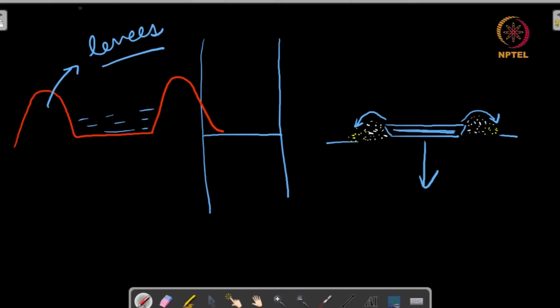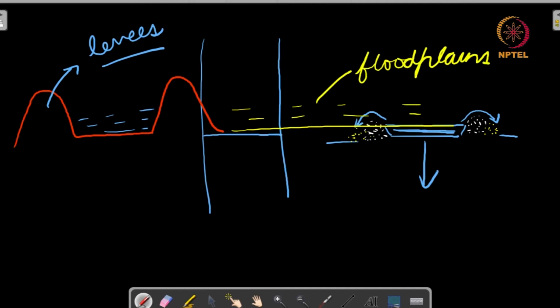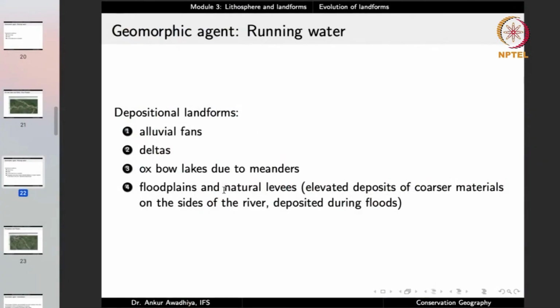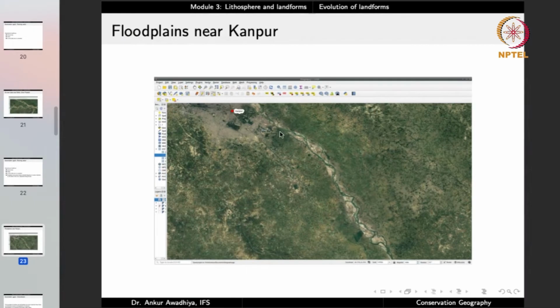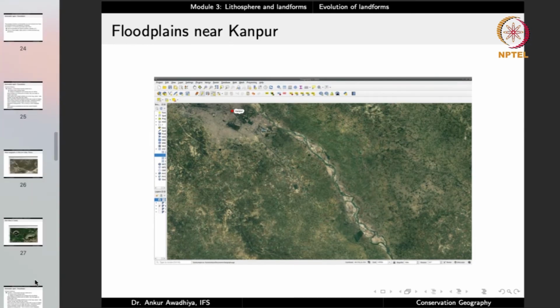And typically when the river breaches the levees, it goes on depositing sediments for a very large distance, and these become the floodplains. So levees and floodplains are also depositional landforms. So if you look at the Ganges river near Kanpur, we'll find that you have a very large sized floodplain that was created by the river when it breached the sides during a flood.